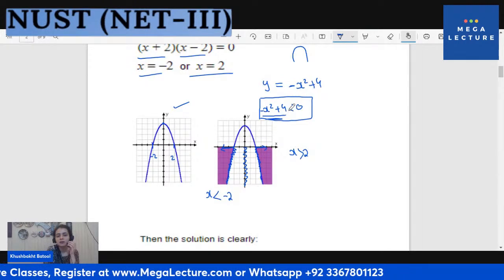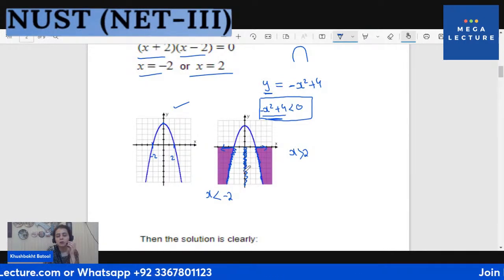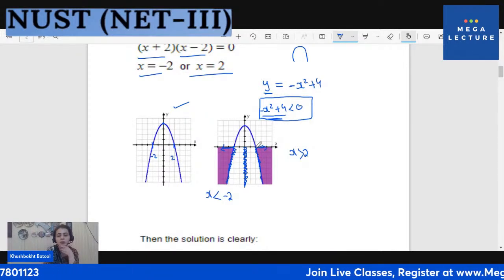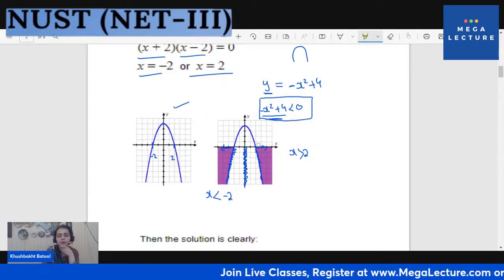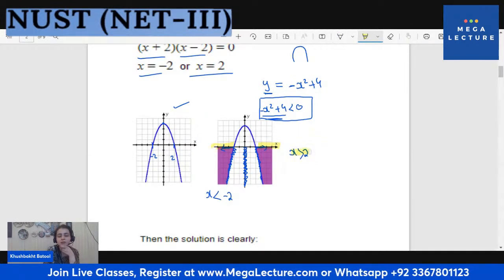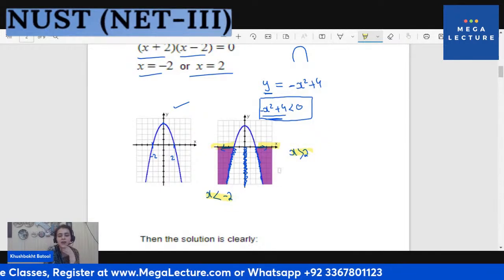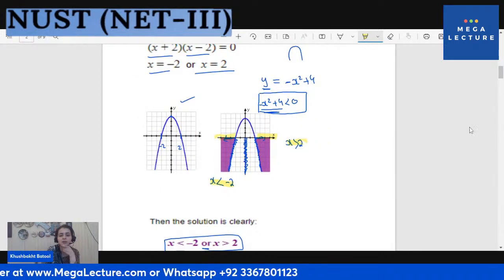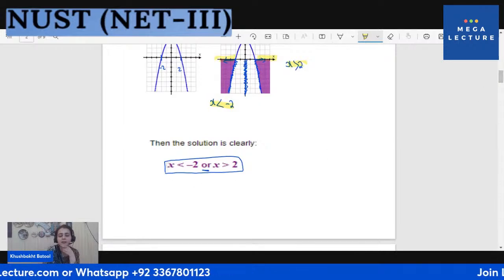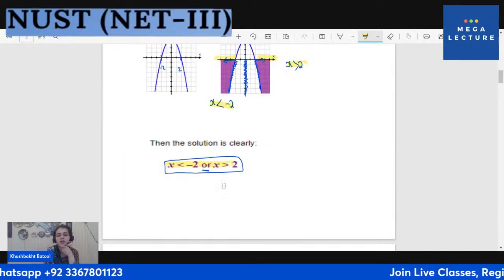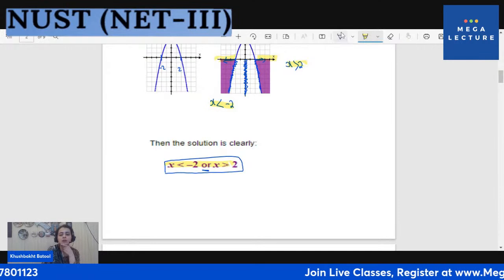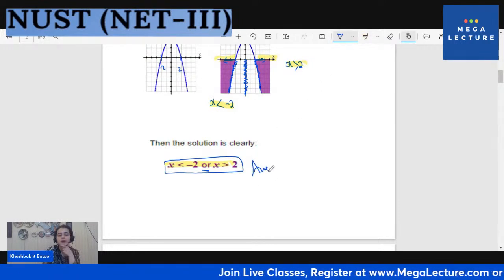Since this part is less than 0, y would also be less than 0. So we would be talking about all the negative values of y, which correspond to these values of x and these values of x. So this is x greater than 2 and this is x less than -2, and if I combine the solutions, I can write it as: x is less than -2 or x is greater than 2. So this is going to be your answer, right?